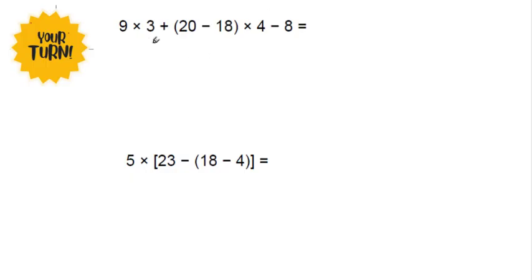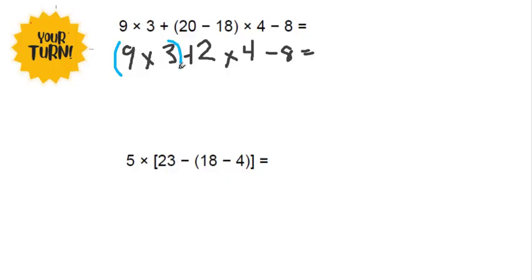All right, let's get started. We have 20 minus 18. So I'm going to do that first. That's a 2. And now I'm going to bring everything else down. 9 times 3 plus my 2. And then I have a multiplication times 4 and minus 8. What I'm going to do, I know that I have to multiply and divide next. So I'm going to put parentheses around that one. Multiplication. And this is another multiplication here.